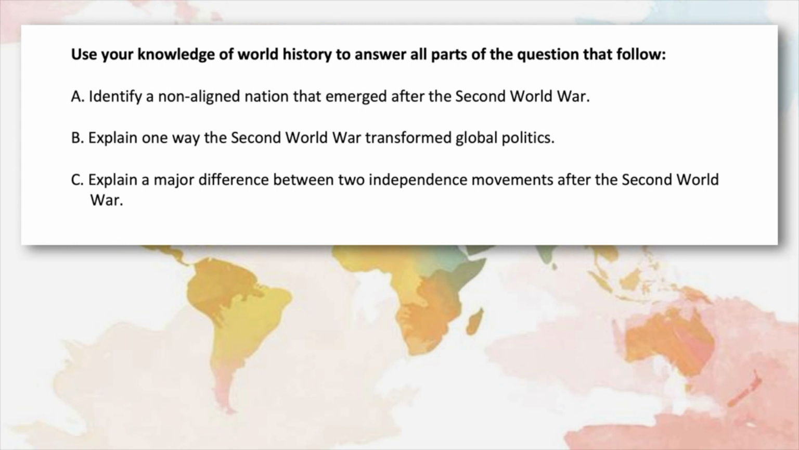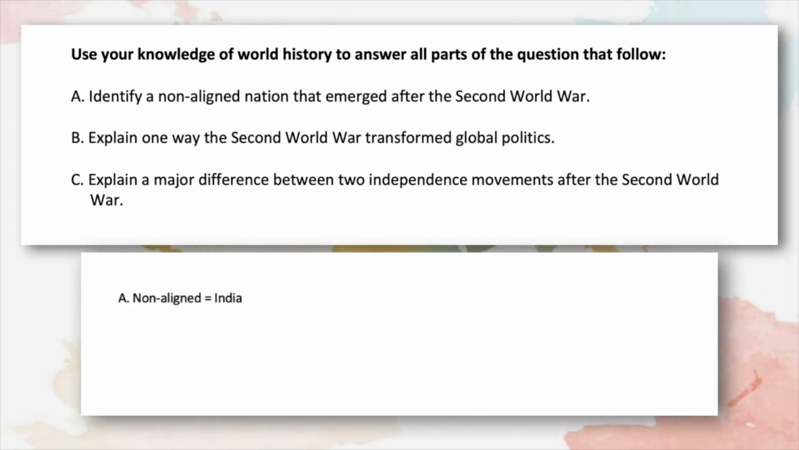So I gave this to my students, and one student responded such. For A, he put non-aligned equals India. Now that content is true, but he does not get the point here. He should have known this by the end of the year, but there's no point here because it's not a complete sentence. Nothing on the written portions of the AP test are considered if they're not complete sentences. In the middle of an essay, if a student starts to bullet something, it's not counted. It has to be a sentence.